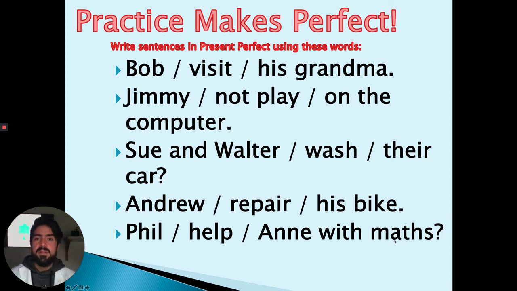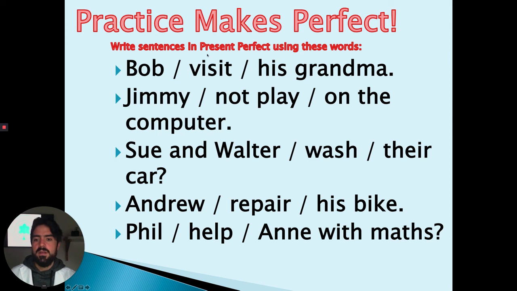So, as you know, and as I always say, practice makes perfect. This is why I want you to write sentences in present perfect using these words, okay? For example, Bob visit his grandma. Bob is he, so Bob has visited, because this is a regular verb, his grandma, okay? Auxiliary has and a verb in participle, visited his grandma, okay?